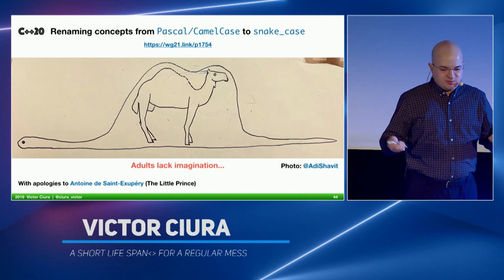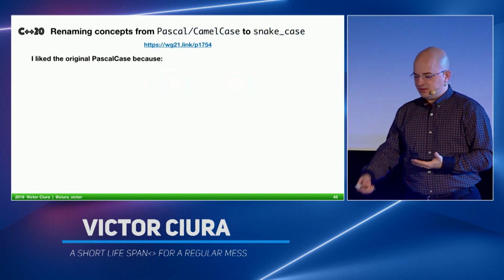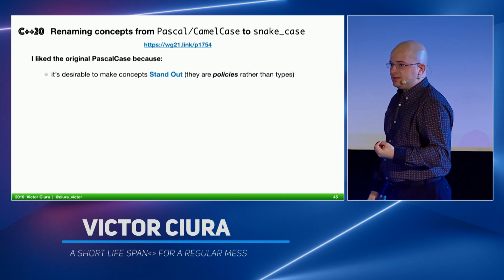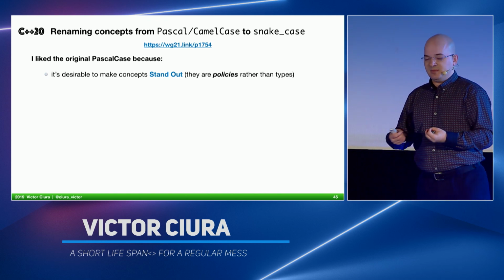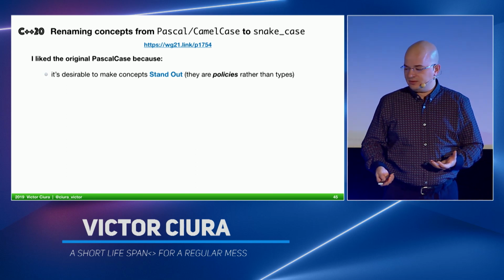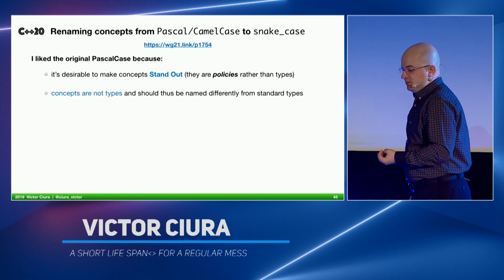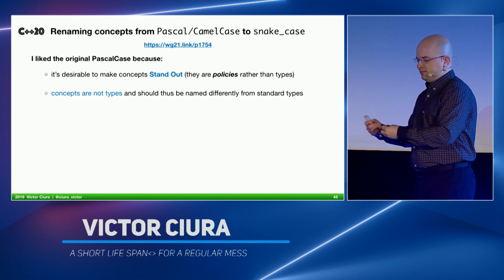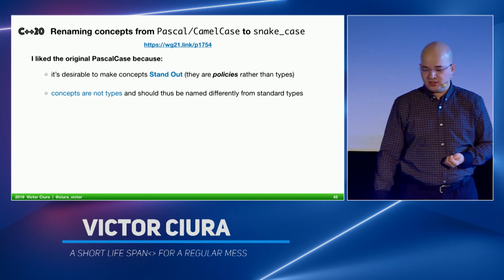I think people just lack imagination here. I like the original Pascal notation that has been in the proposal for many years now, because I think, as a new thing and a very strange idea for C++, concepts need to stand out. They are policies rather than types. And because they're not types, I don't think they should be easily confused with standard types that use the snake case notation.